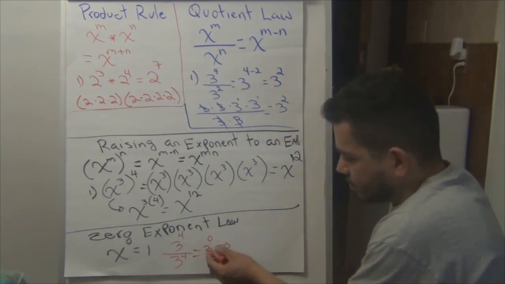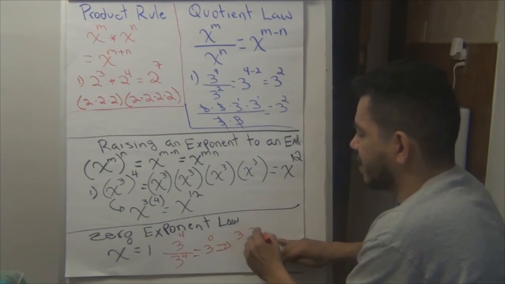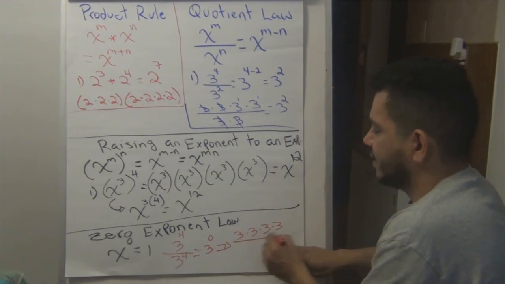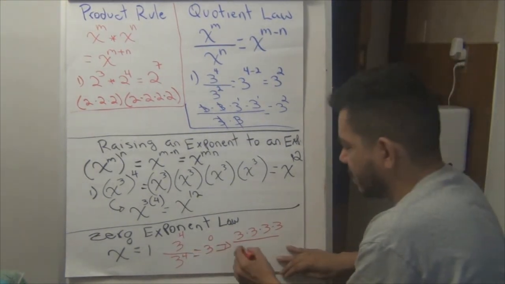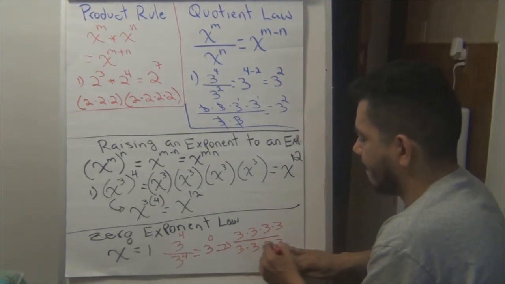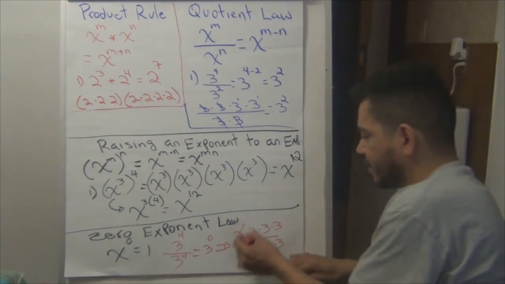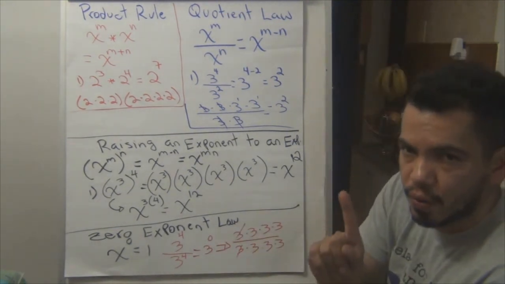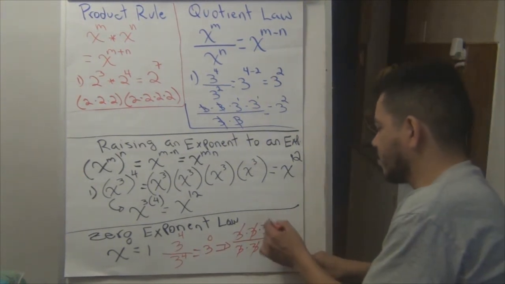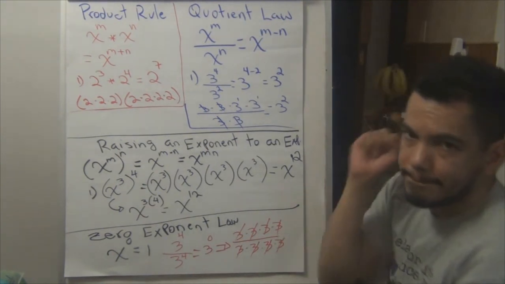3 to the fourth power is 3 times 3 times 3 times 3. Divided by 3 to the fourth power is 3 times 3 times 3 times 3. Okay, now I have expanded it. Now watch. 3 divided by 3 times 3 divided by 3 times 3 divided by 3 times 3 divided by 3.